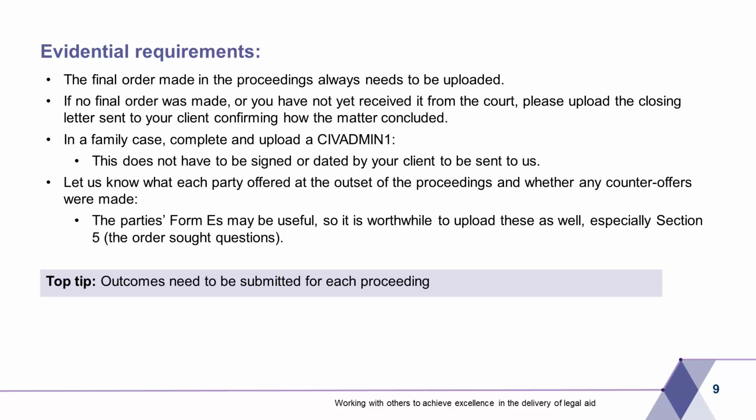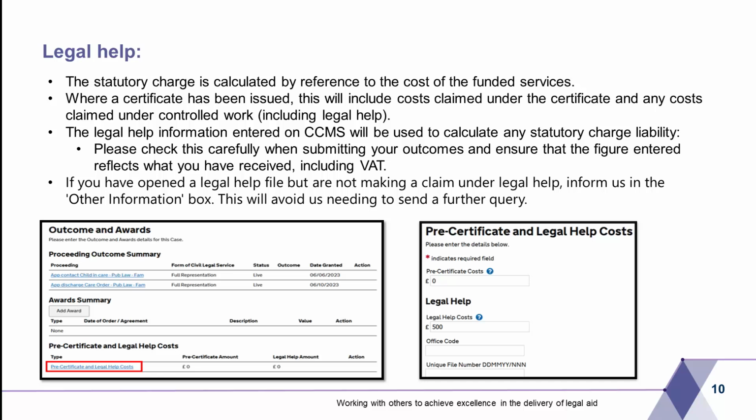The parties' Form Es may be useful, so it's worthwhile uploading these as well, especially Section 5, the order sought questions. One thing that sometimes causes hiccups is legal help reporting, and that's particularly important in cases where the statutory charge will arise. The information that's entered there in the pre-certificate and legal help cost screen will be used to calculate any statutory charge liability.